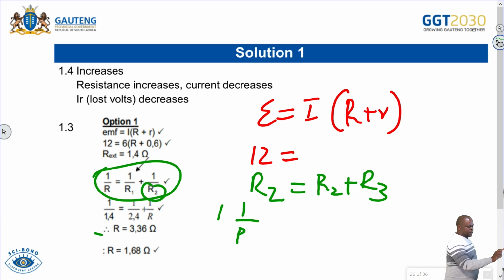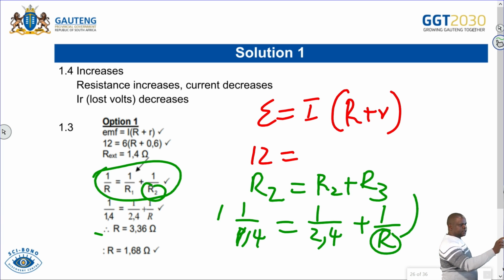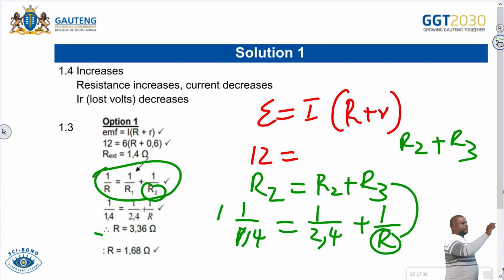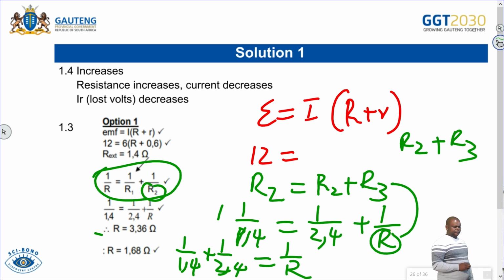over 1,4 is equals to 1 over 2.4 plus 1 over R. This R is what? Is this? Is R2 plus R3. Then from here, we're going to do what? We take this side. We're taking this side, then we're going to get what? 1 over 1,4 plus 1 over 2,4 is equals to 1 over R. Are we together?